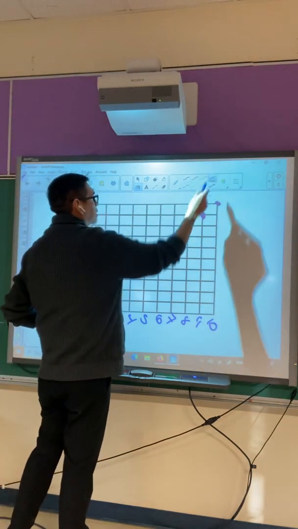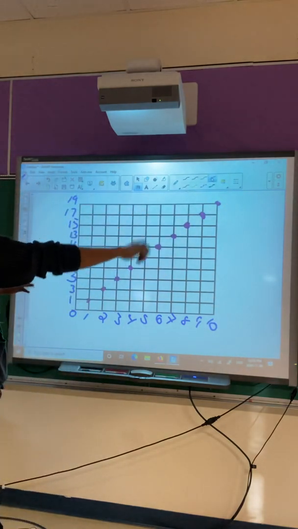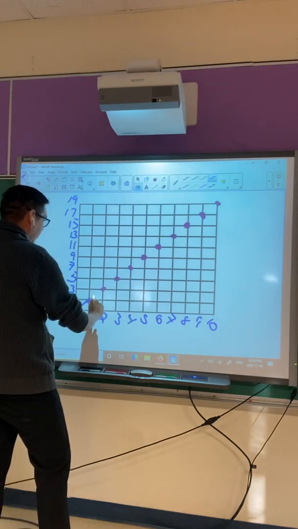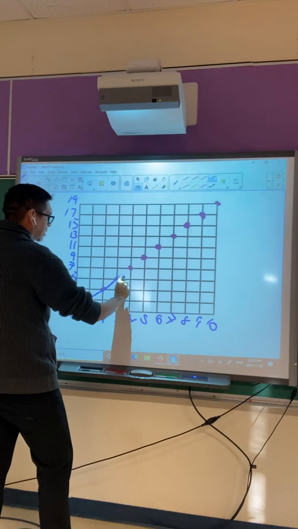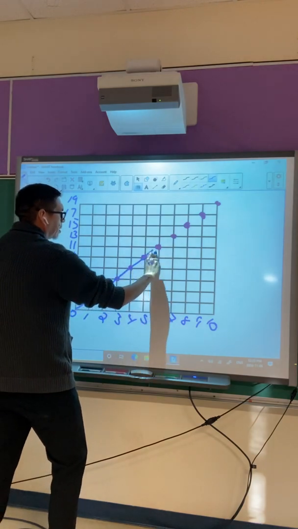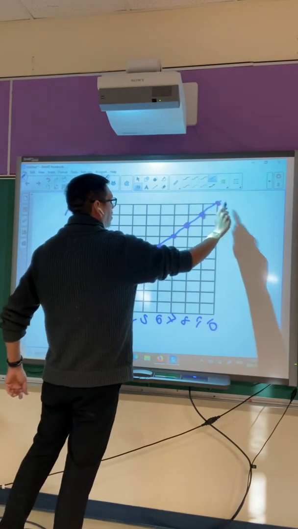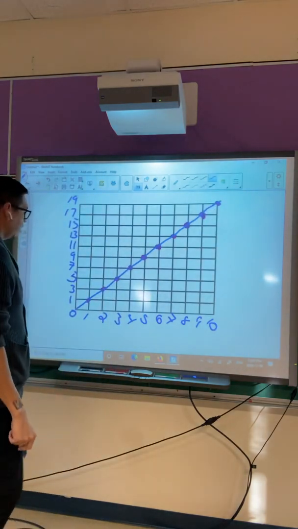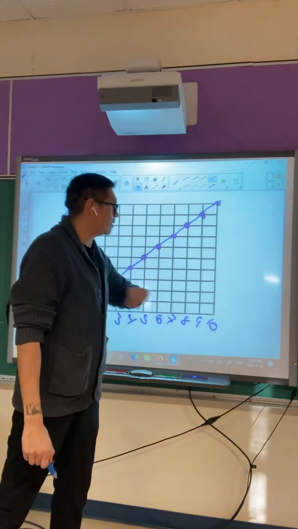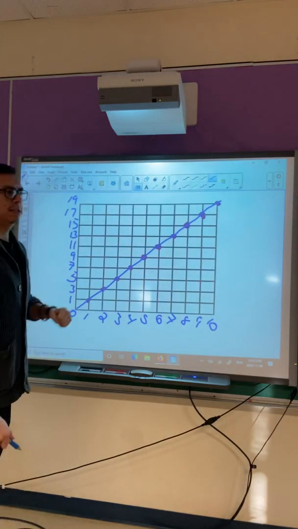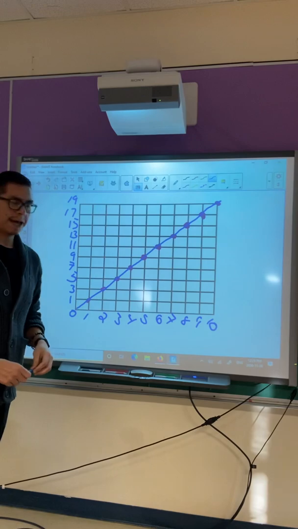Knowing that, we can project what's going to be next. That is the cool thing about linear expressions, is we can see the pattern. If x was 11, y would be 21.